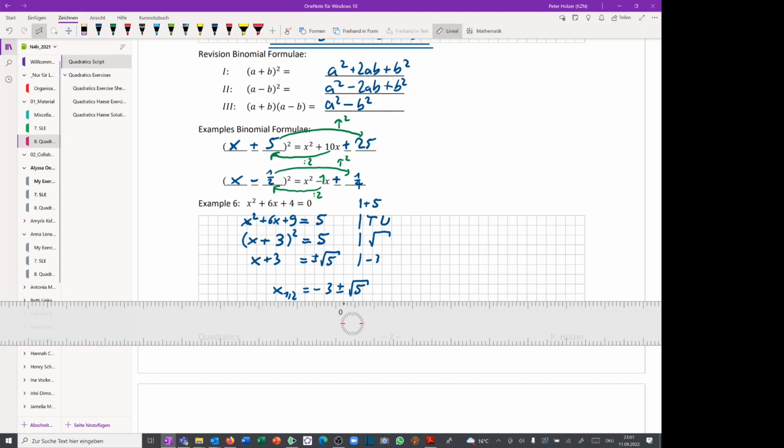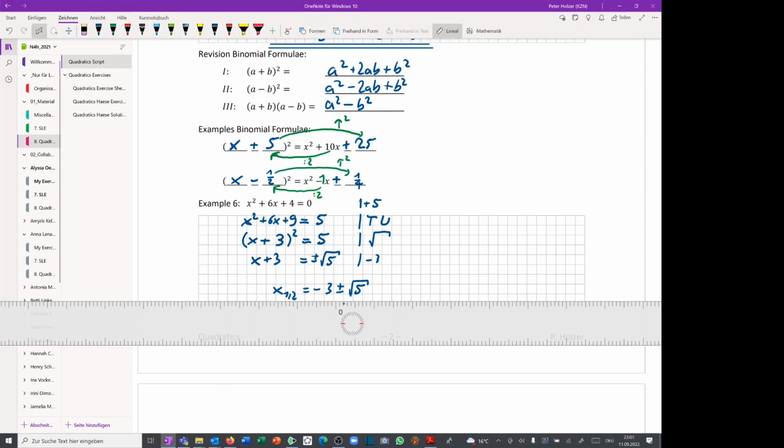The method applied here is exactly the completing the square method, because what we have done is we took the x squared plus 6x plus 4 and we completed it so that the left hand side became a square, namely x plus 3 squared. By adding the 5 we were able to do that, and from there on we were able to solve the whole equation.